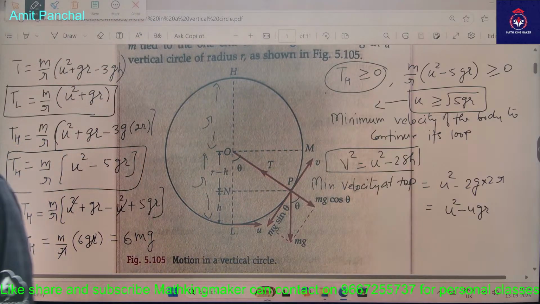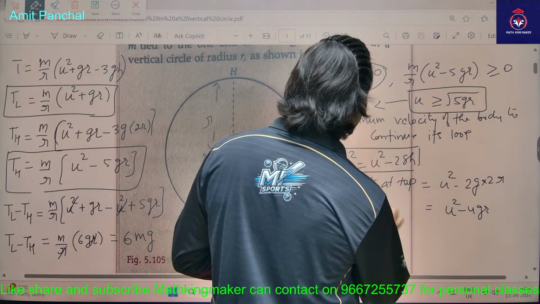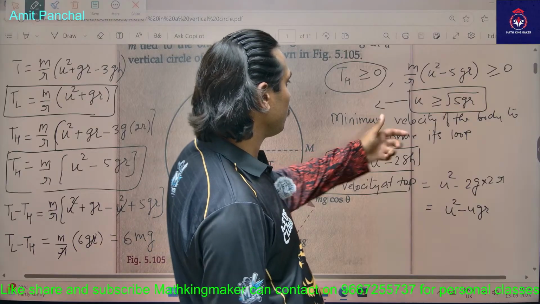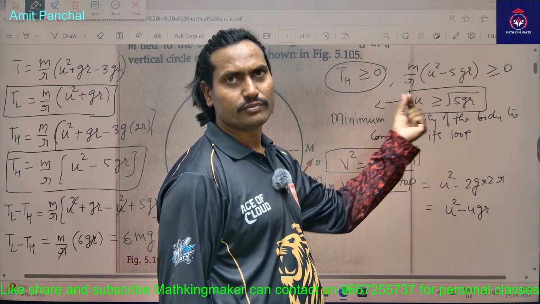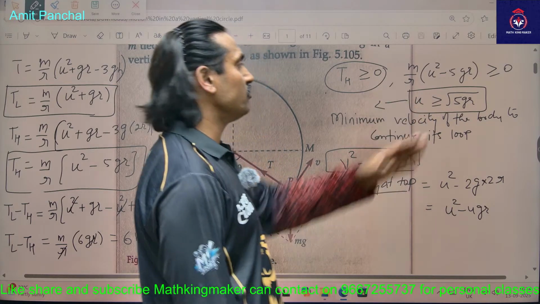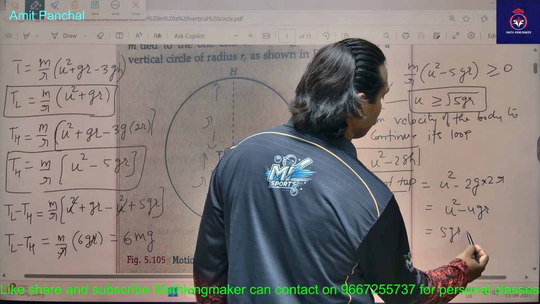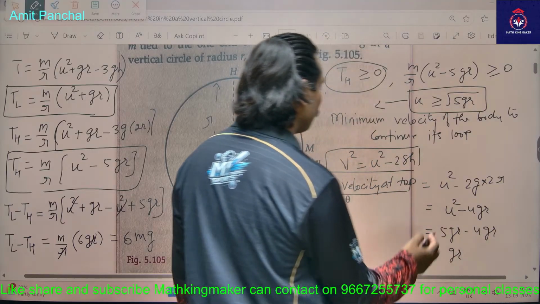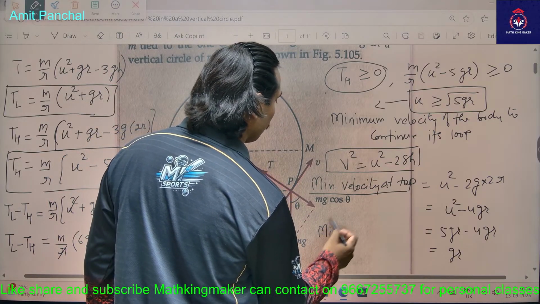So that will be the velocity, but we are talking about minimum velocity. So u should be the minimum. What is the minimum value of u? It can be equal to 5gr. So 5gr minus 4gr gives you gr. So that is the minimum velocity at the top it should have so that it will continue its circle.